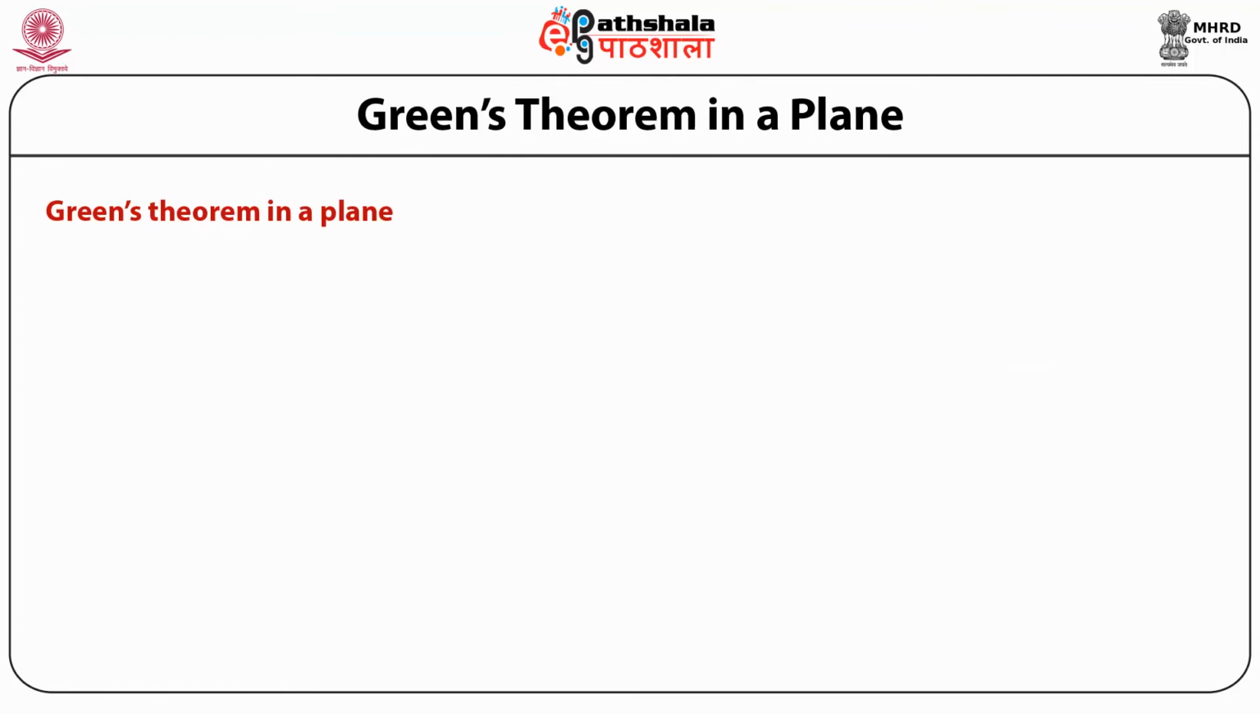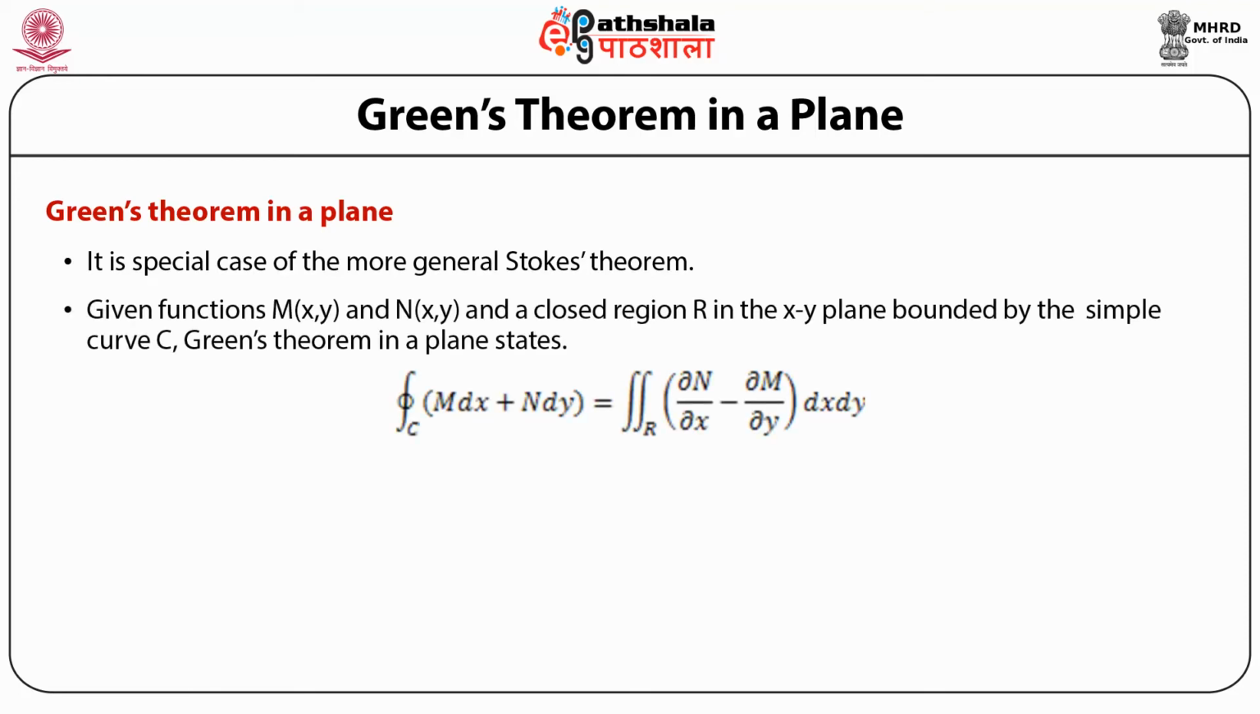Green's theorem in a plane. Green's theorem in the plane can be regarded as a special case of the more general Stokes theorem, which we will take up immediately after this. Given two differentiable functions M(x,y) and N(x,y), and a closed region R in the xy plane bounded by a simple curve C, Green's theorem in a plane states that the line integral over a closed loop C of M dx plus N dy equals the surface integral over R of (del N by del x minus del M by del y) dx dy.